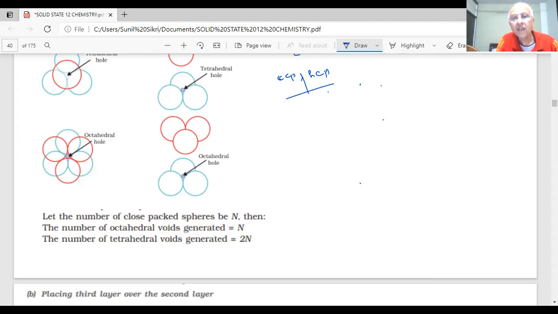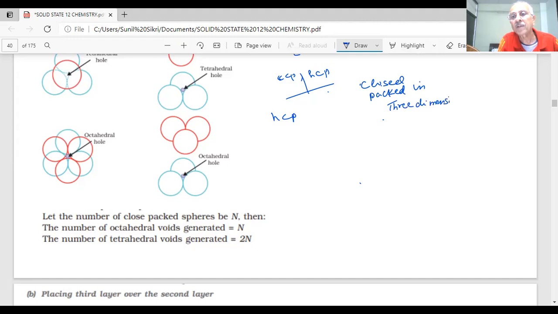What is the difference between these two types of structures, students? Very important question. CCP is cubical closed packing, and HCP is hexagonal closed packing. I told you the difference is in the arrangement of the layers. These were closed packed structures in three dimensions.